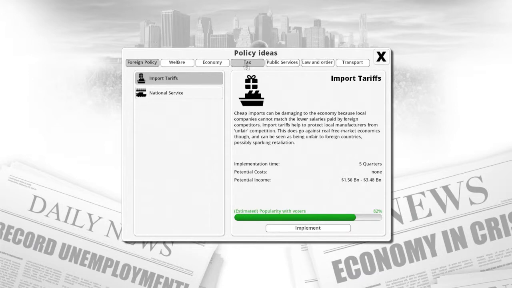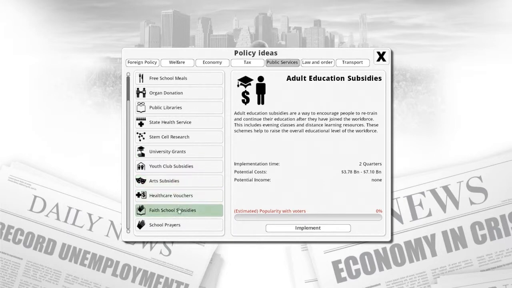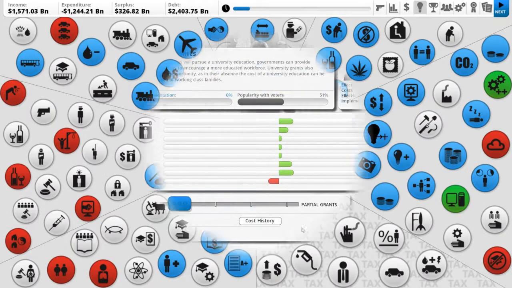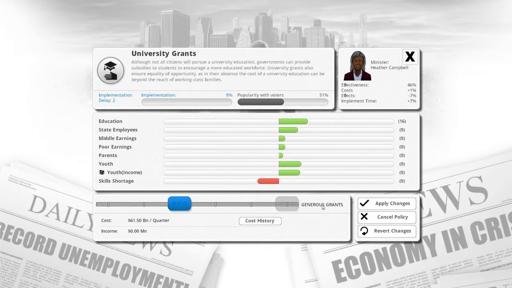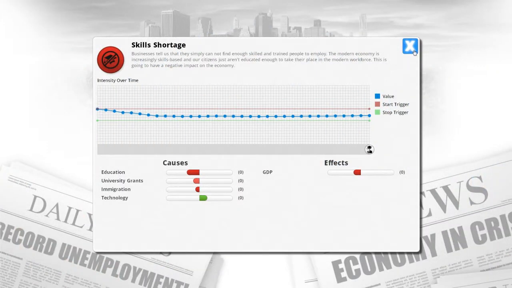Let's introduce... I wouldn't normally do this, but let's introduce university grants. Where are they? Here. I wouldn't normally do this, generous grants, because I don't believe in the government just giving out money to people. But what's good about it is that it detracts from the skills shortage fast. So, apparently they start with a skills shortage. I guess the United States just inherently starts with a skills shortage.